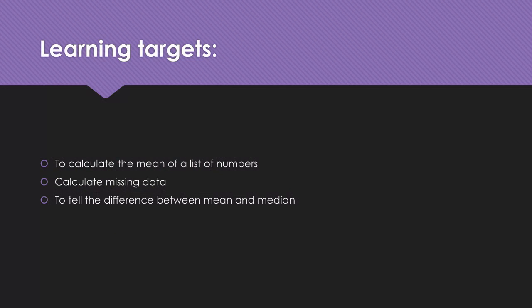First of all, our goals for this lesson are to be able to find the mean of a list of numbers. We also want to be able to calculate missing data, and we should be able to know the difference between what is a mean and what is a median.